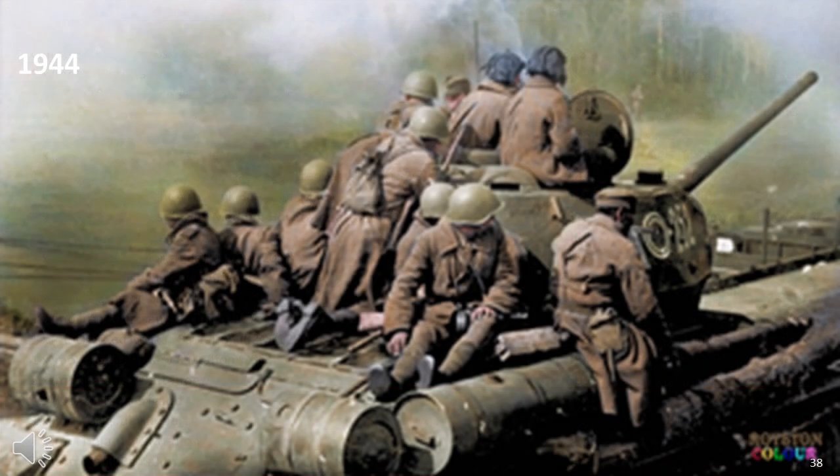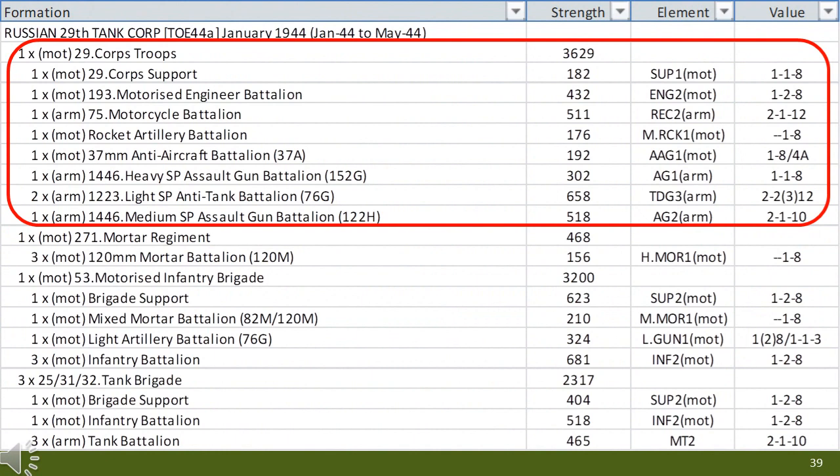For this chapter, we're going to be moving into 1944, which represents the final development stage of the Tank Corps. This shows the 29th Tank Corps in January 1944. The support formations remain much the same. However, some major changes in the subordinate battalions did occur. The motorcycle battalion was really beefed up, doubling in combat strength. The 152mm heavy self-propelled assault gun battalion was also increased in size. I suspect that was because these formations were being used so much in a single battalion form rather than a regimental structure, they had to be beefed up.